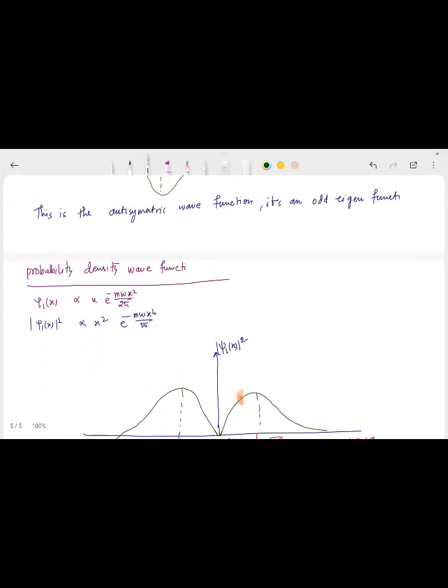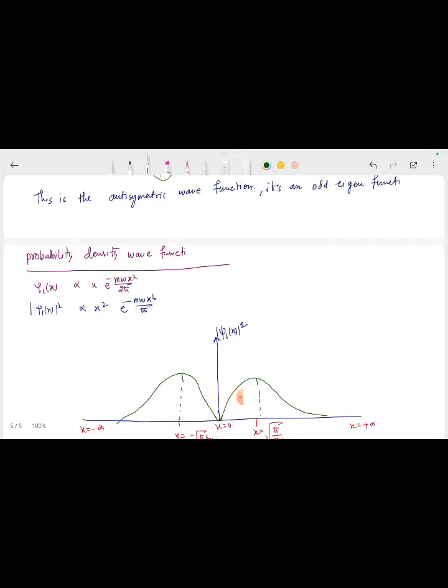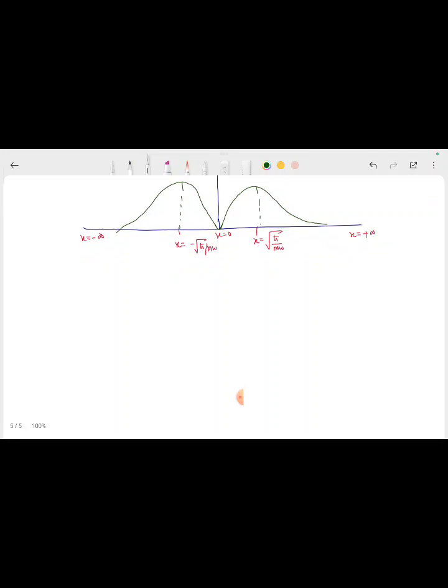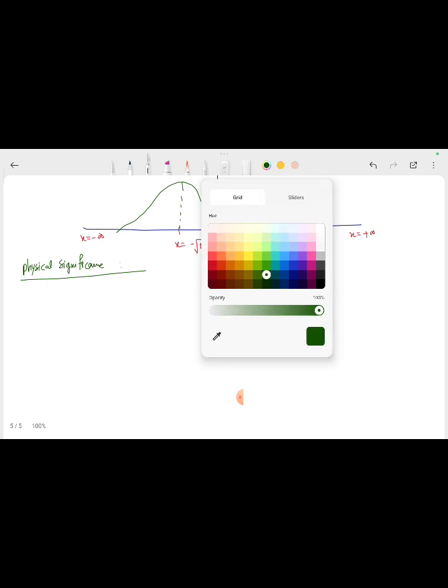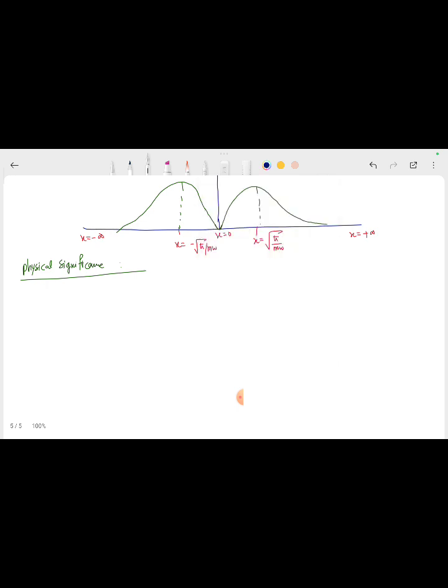Okay, that is for the ground state. So for the first excited state, what is the physical significance? The probability of finding the particle is minimum at x equals 0, but at x equals plus root under h cut upon m omega and minus root under h cut upon m omega, we get the maximum probability of finding the particle. In the ground state, the maximum is at x equals 0 only, right?